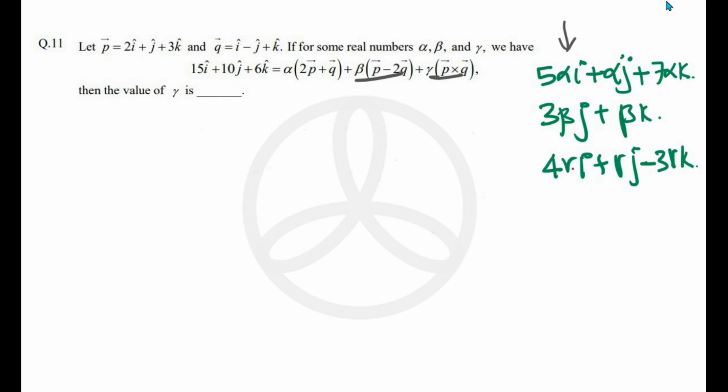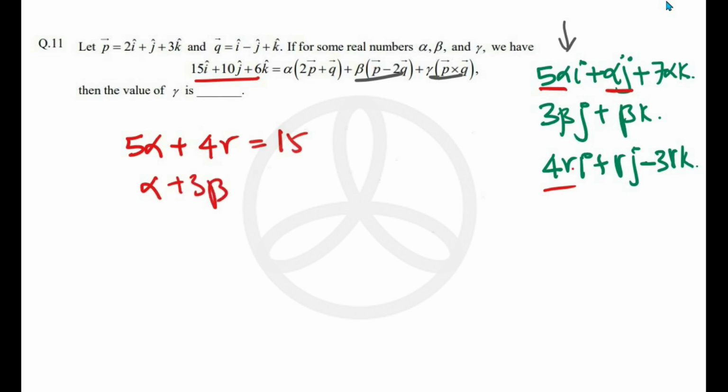So now what we have to do is equate i with i, j with j, and k with k with the equation which is given on the right side. So we get the first equation: 5 alpha plus 4 gamma is equal to 15. Then we get alpha plus 3 beta here for j, plus gamma is equal to 10, and then we get 7 alpha plus beta minus 3 gamma is equal to 6.